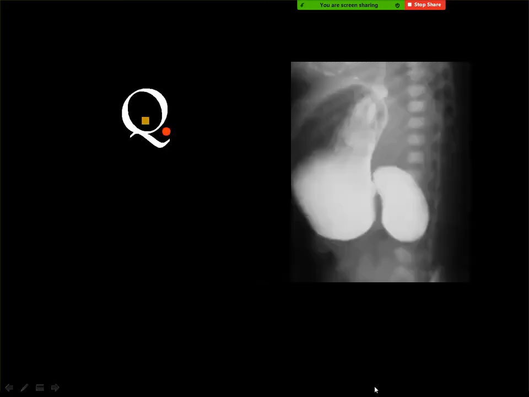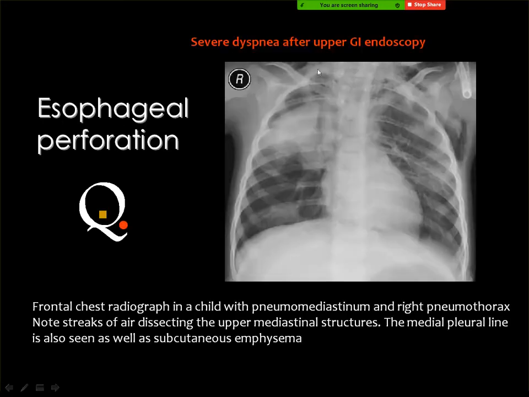Doctor, how to diagnose esophageal perforation? From the history. And this patient got severe dyspnea after upper GI endoscopy, and the pneumomediastinum, one of the causes is esophageal perforation, and the history is leading to this diagnosis. Then you consider all of these the sequelae of the endoscopy.